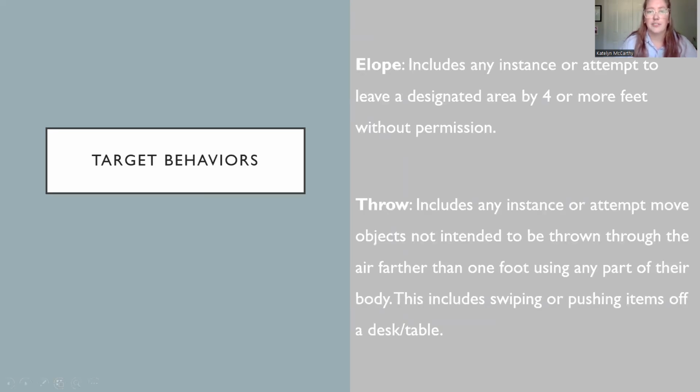For our operational definitions, elopement includes any instance or attempt to leave a designated area by 4 or more feet without permission. And throwing includes any instance or attempt to move objects not intended to be thrown through the air farther than 1 foot using any part of their body. For this particular student, it most often includes swiping or pushing items off of his desk or table, but will occasionally involve picking up and throwing.